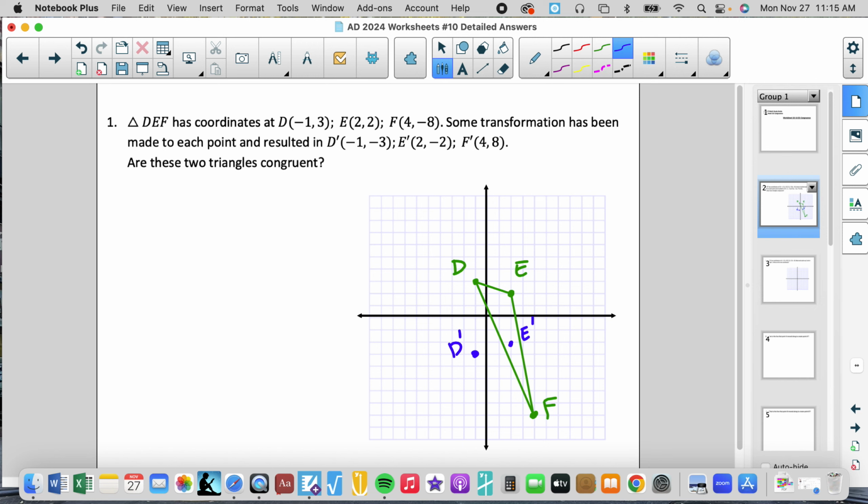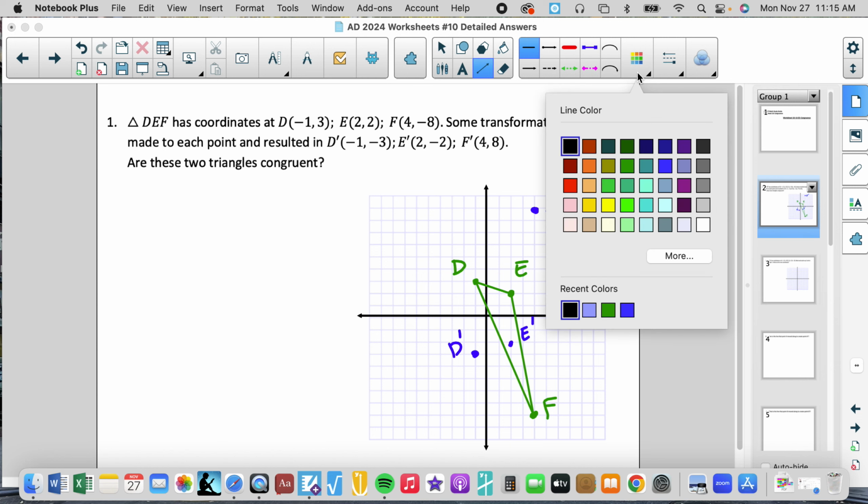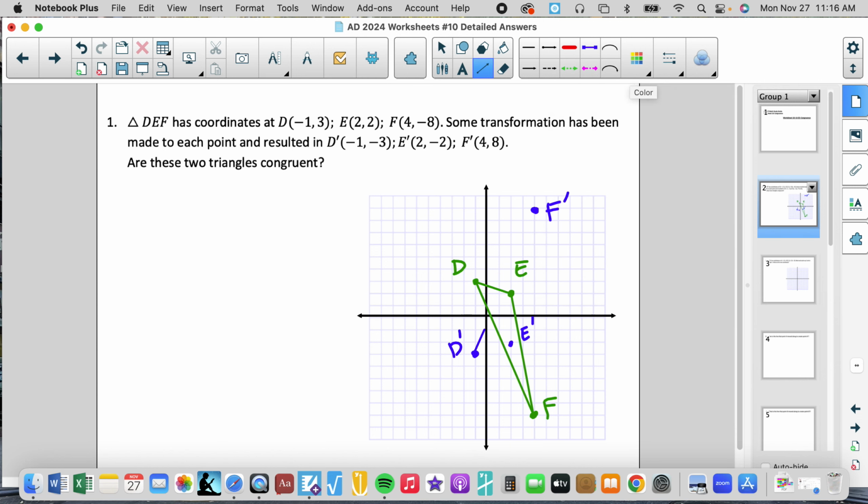Whoa! 4, 8. Wowzers. And that is F prime. Okay, let's connect the dots. Let's make them blue so we can see that. And that now looks like that. So I'm going to assume that that was reflected.